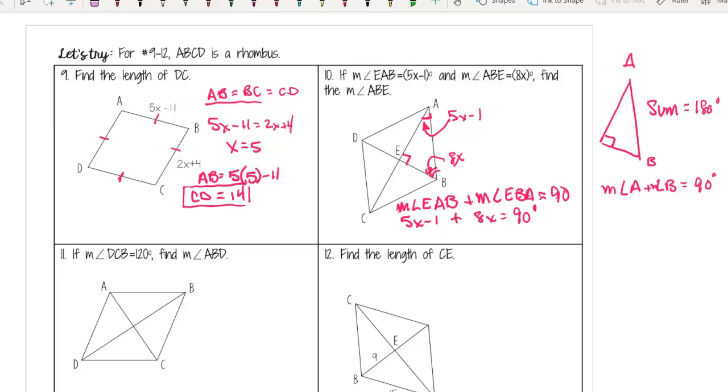Okay, so when I solve that one, I get x equal to 7. But it says to find the measure of angle ABE. So the measure of angle ABE is going to be 8 times x, which equals 8 times 7. So that equals 56 degrees.